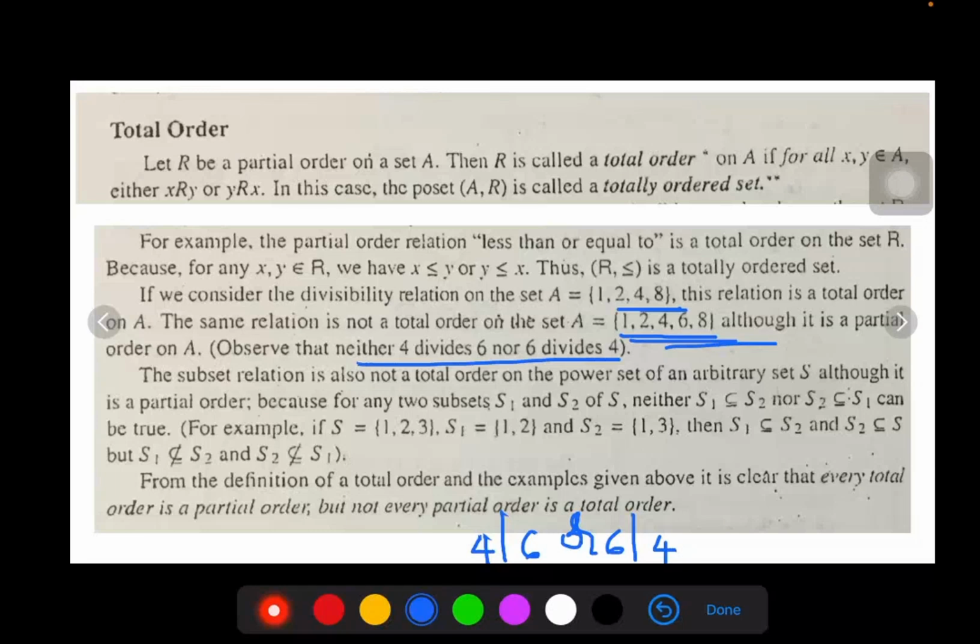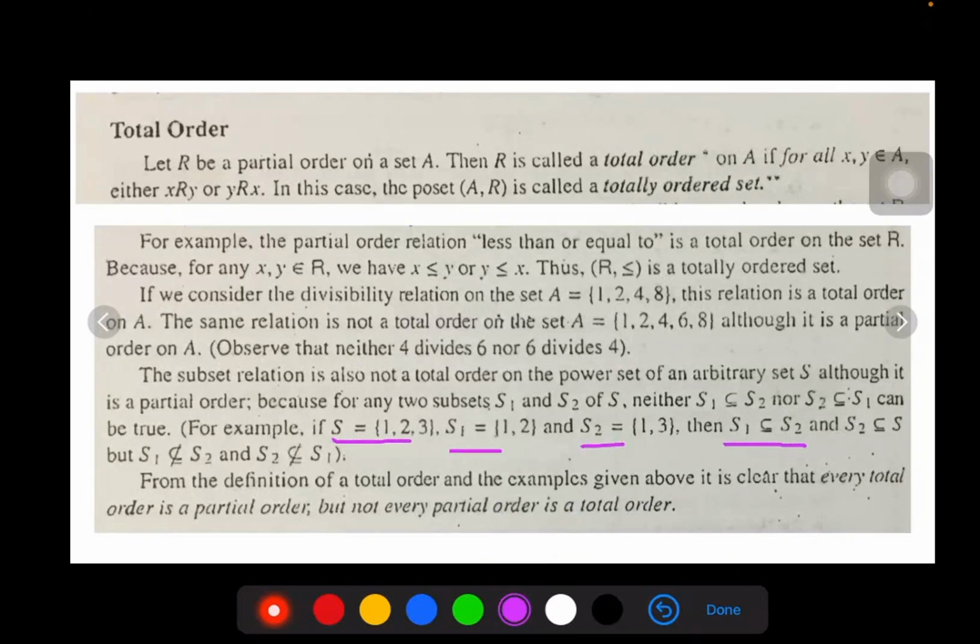Like this, you can also check with another example. Given a set S, S1 and S2 are defined, S1 is a subset of S and S2 is a subset of S, but S1 is not a subset of S2 and S2 is not a subset of S1. Therefore, it's not a total order.